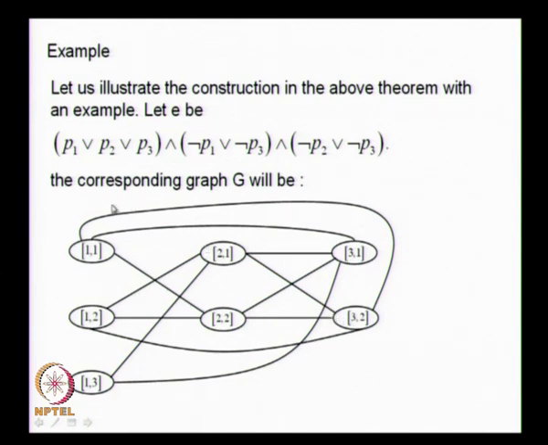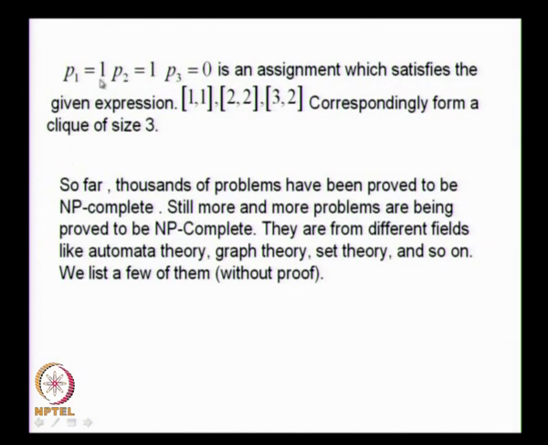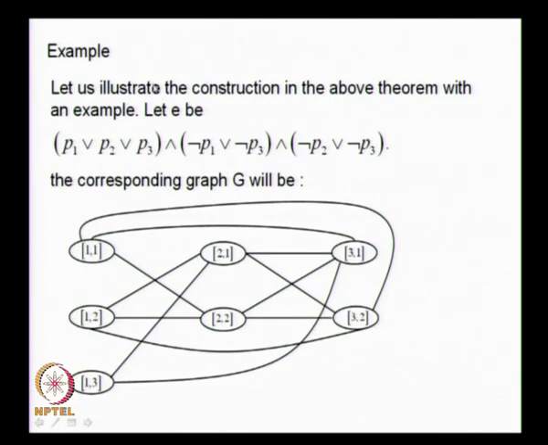Now, you see that if P1 is equal to 1, this is an assignment, P1 is equal to 1, P2 is equal to 1, P3 is equal to 0, then this evaluates to 1. P3 is 0, so not P3 evaluates to 1, so this is 1. Again P3 is 0, so not P3 evaluates to 1. So, this clause is also true. So, you find that this, this and this form a clique of size 3.